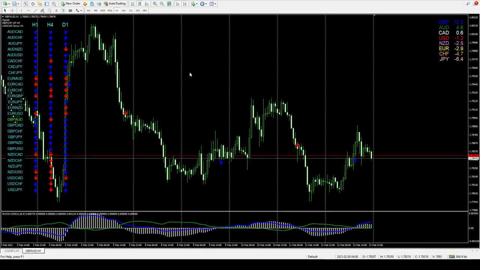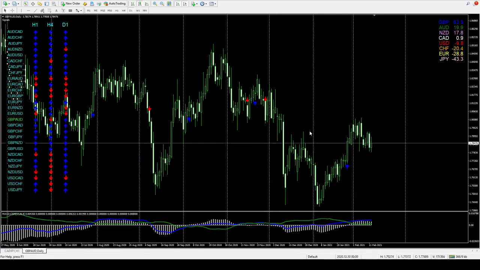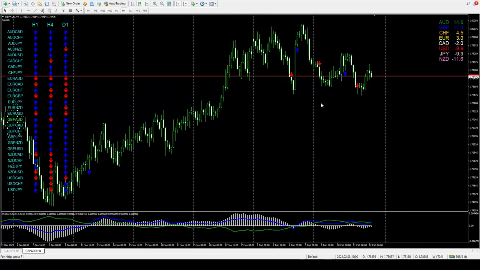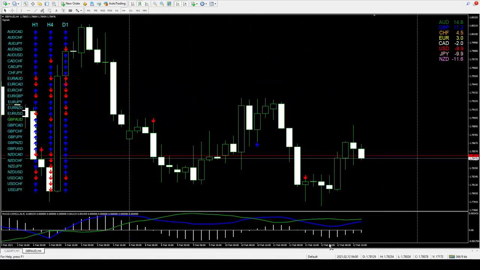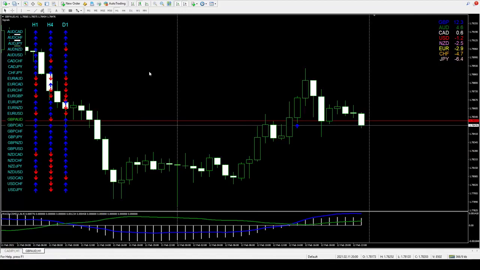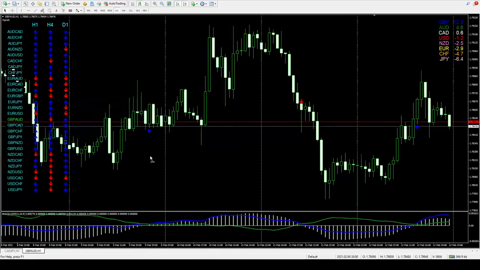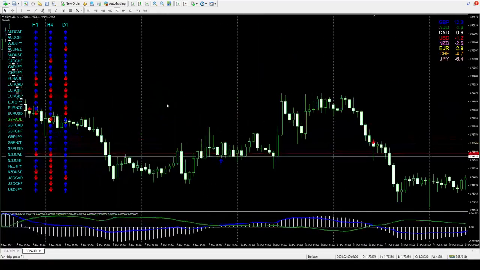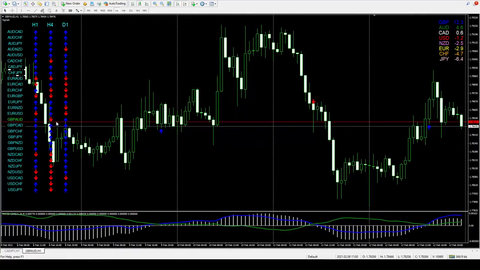For GBPAUD, let's go for D1 again. D1 was buy since last week, I mean since last month. On H4, it keeps on changing, like a sell, a buy, and a sell. But if you check the H1, there is no really a good or proper trade for GBPAUD, because as you can see, it's a sell, it's a buy, sell, and a buy. So we would skip GBPAUD.